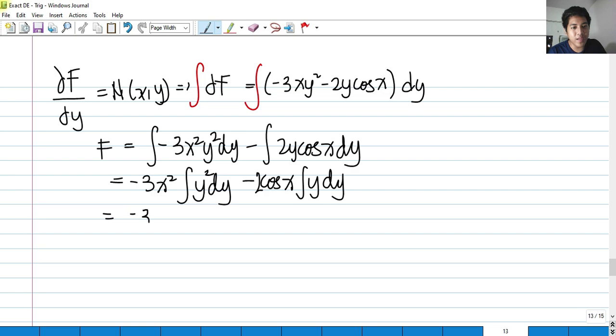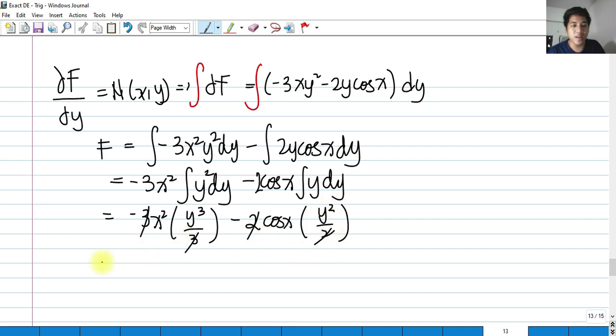What will happen? Negative 3x squared, we have y cubed over 3. As you can see, this would cancel. And this is negative 2 cosine of x. The integral of y dy is y squared over 2. That would cancel. So we have negative x squared y cubed minus y squared cosine of x, plus we have the r of x.